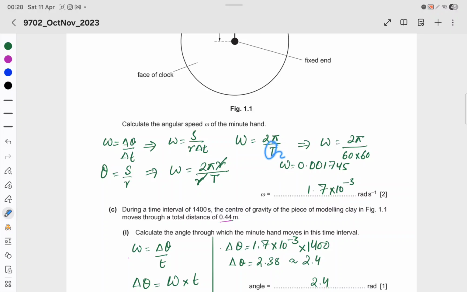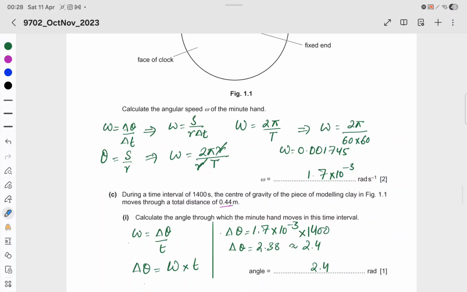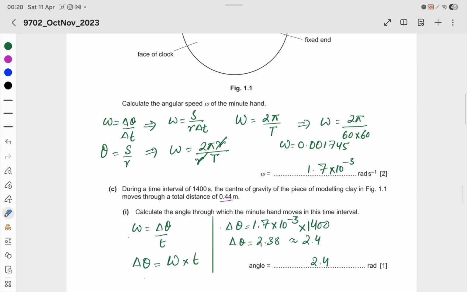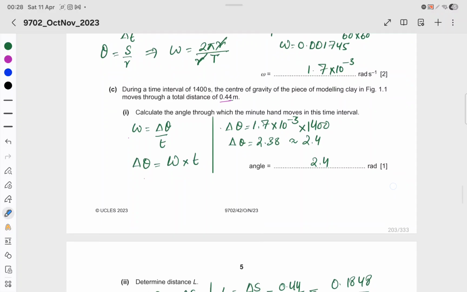As the question says, it is 1 complete rotation, so the time is 60 minutes, and converting to seconds it is 60 times 60. We got 0.001745, and keeping 2 significant figures, it is 1.7 times 10 to the power minus 3. During a time interval of 1500 seconds, the center of gravity of the piece of modeling clay moves through a total distance of 0.44 meters. Calculate the angle through which the minute hand moves in this time interval.